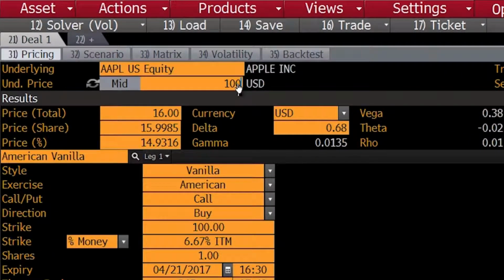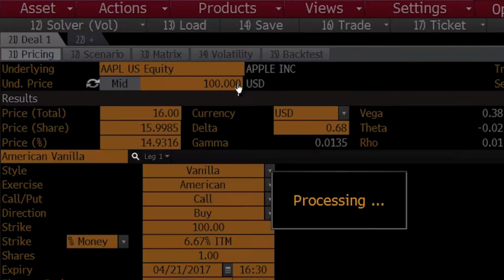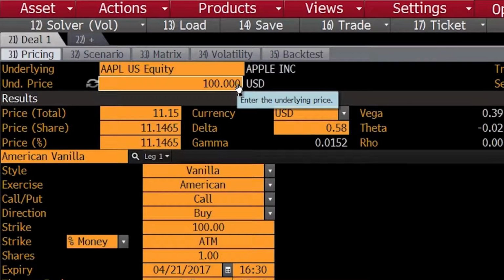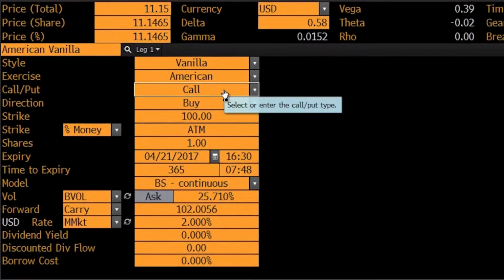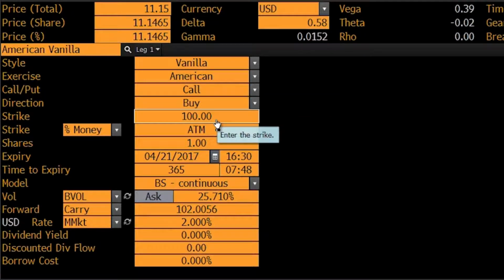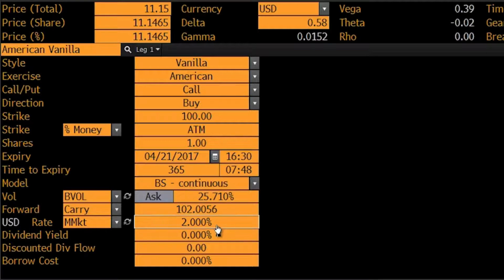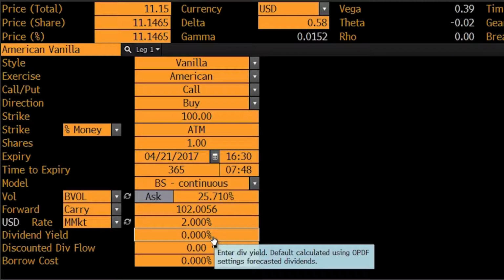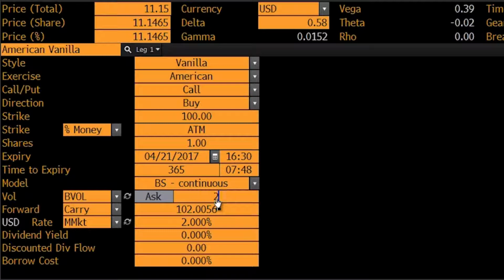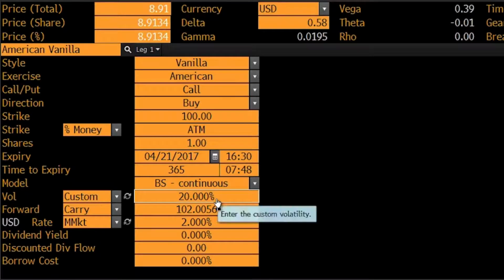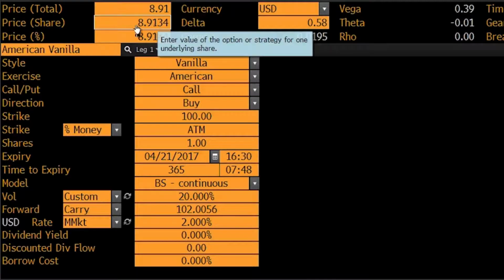Now, whenever you price an option, it can't be priced in isolation of where the underlying is. That is a very important input as well. So I have an input of $100 for the underlying price. It is a call. It is a 100 strike. There are 365 days to expiry. Interest rates are 2%. Dividend yield is 0. And my forecast for volatility, part A, is 20%. That gives me an option price of $8.91.